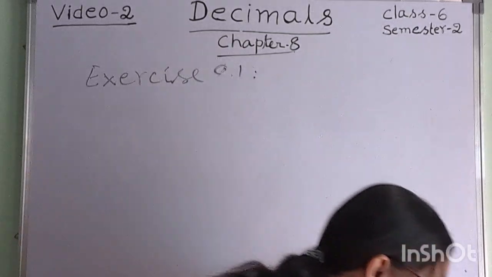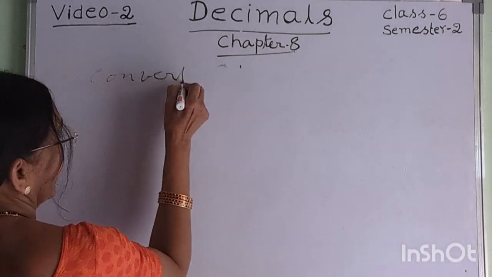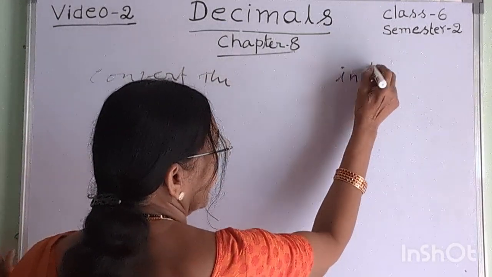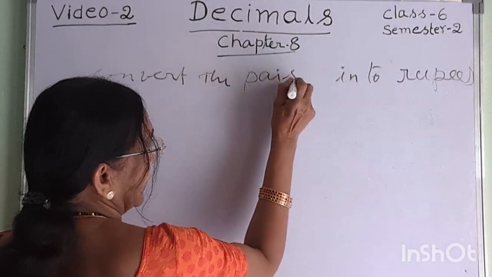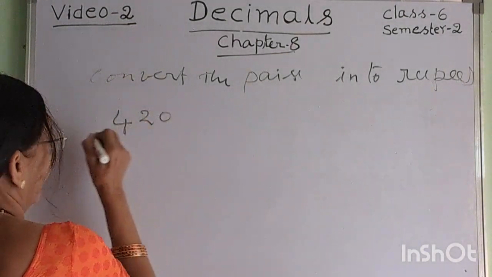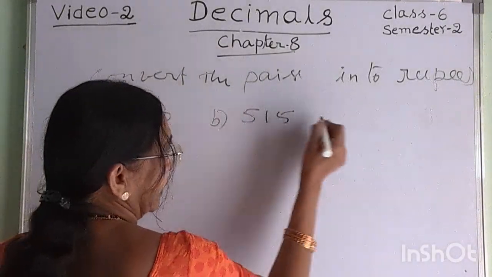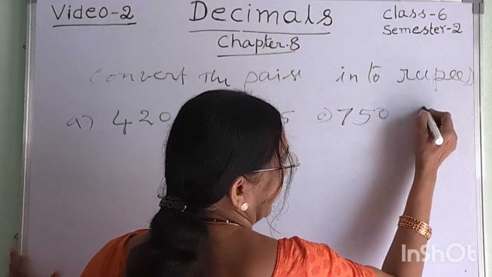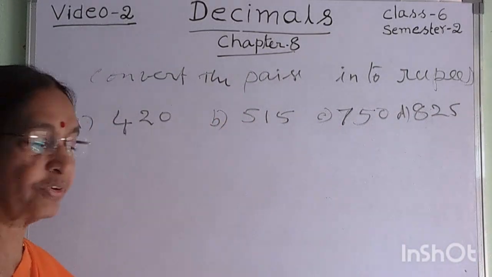Again, I will give some examples. Convert the following paise into rupees. For example, 420 paise, 515 paise, 750 paise, 825 paise. All are paise. We have to convert them into rupees.